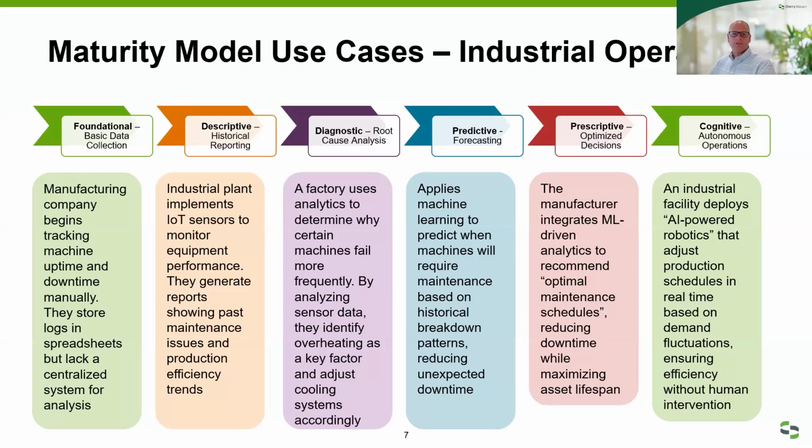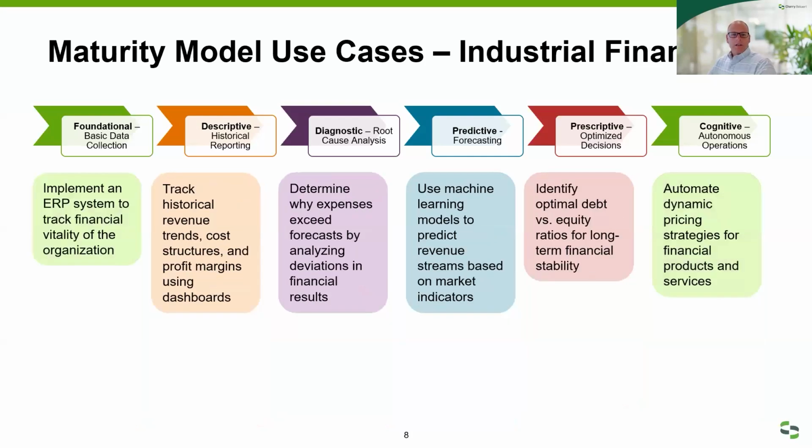Now let's look at some financial analytics maturity. Foundational, an organization implements an ERP system to track financial vitality and viability accurately. That's a foundational measure. Then they move from there into descriptive. They track current and historical revenue trends. We help a lot of organizations today with consolidated profit and loss statements or other financial statements. This is descriptive. Diagnostic, determine why expenses exceed forecasts by analyzing deviations in financial results.